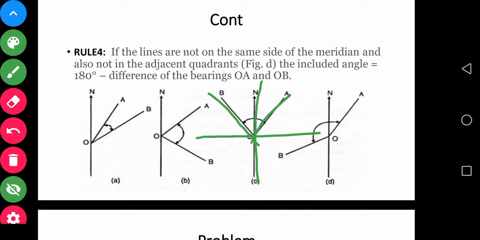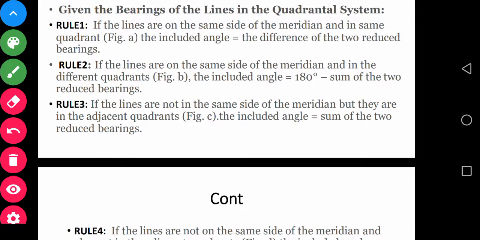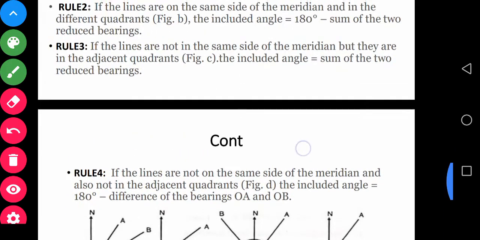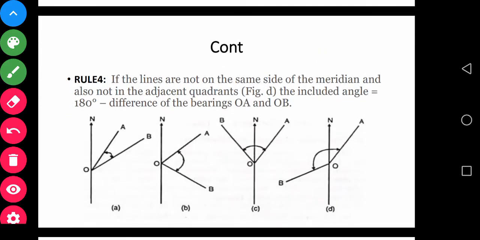If we want to calculate this included angle between OA and OB, so to calculate this angle, as we know, this is the bearing for OA, and what will be the bearing for OB? This will be the bearing for OB, because this is nearer to the north line. So to find this included angle, it is directly the summation of these two angles, as we can clearly see. So the formula for finding this included angle is the sum of the two reduced bearings.